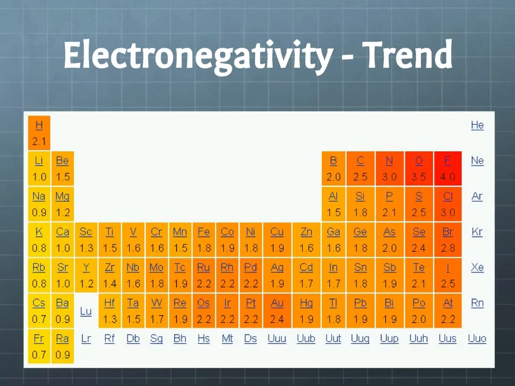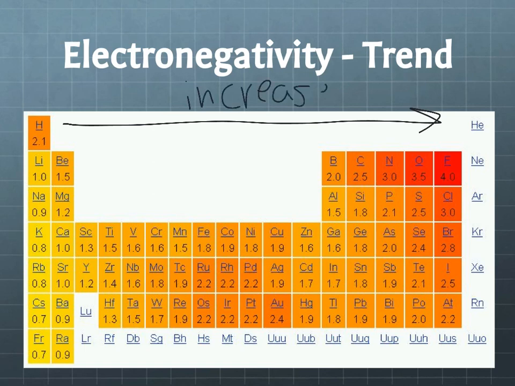When we're talking about the trend going from left to right, electronegativity increases. And then from bottom to top, it also increases. And that again is due to the attraction. Remember, way down here, they have tons of energy levels. More energy levels, more shielding, less attraction. So they're not going to be as good at holding on to their electrons. They're not going to be able to go and get electrons from anybody else if they can barely hold on to their own.